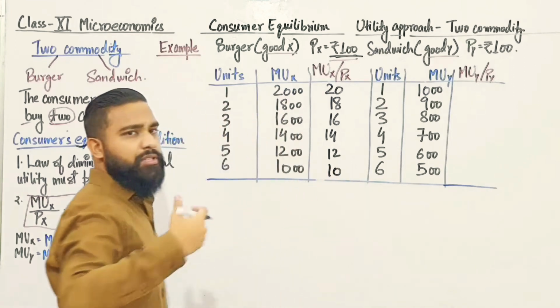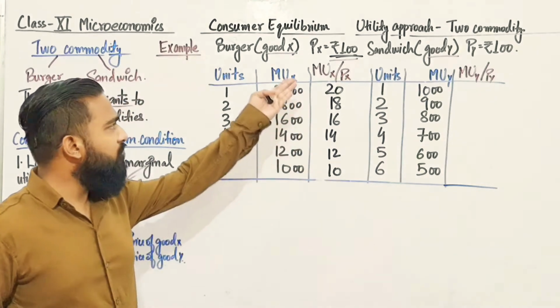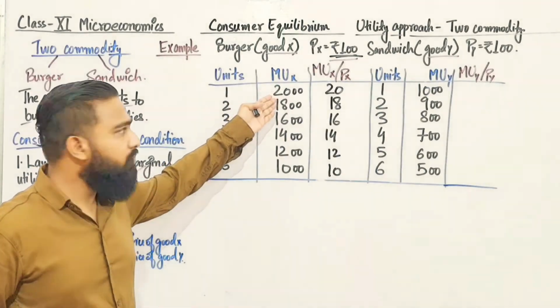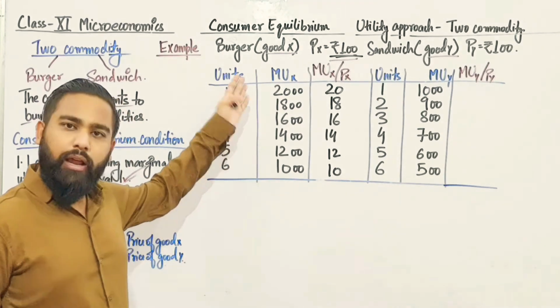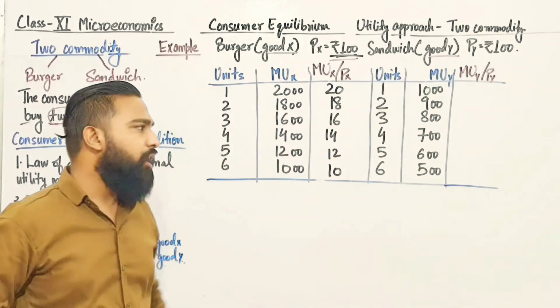Now I have taken rupees 100 to make our calculation a bit easier. If it was 200, it would be 10 and 900, 800 and like that. But I have taken 100 so that our calculation becomes easier.